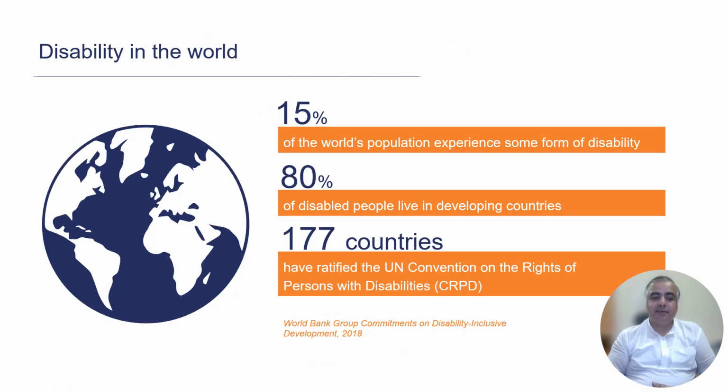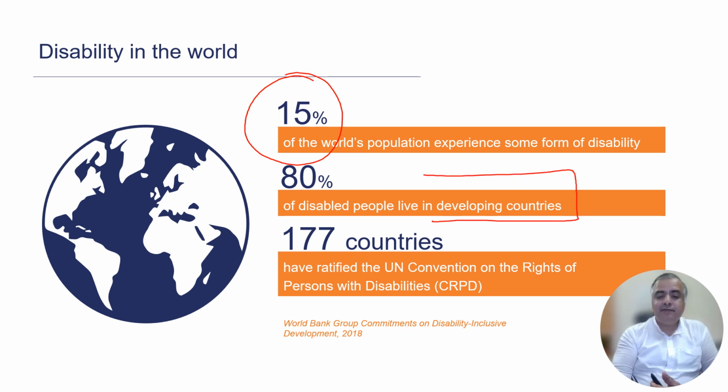So, if we further look at this, 15% of the world's population experience some form of disability. 15%. And 80% of these persons with disabilities live in so called developing nations. Friends, many theories suggest that there is a very strong linkage between disability and poverty as well. It's a very complex linkage.